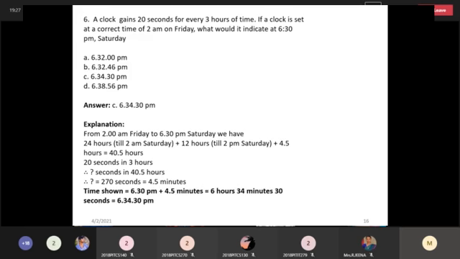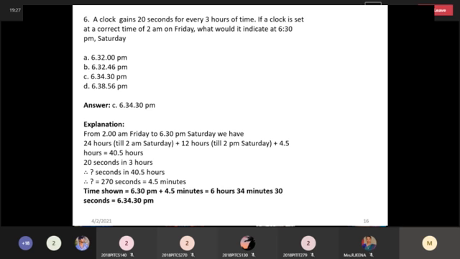A clock gains 20 seconds for every 3 hours of time. If the clock is set at the correct time of 2 a.m. on Friday, what would it indicate at 6:30 p.m. Saturday? Options: A, 6 o'clock 32 minutes 0 seconds p.m. Option B: 6 o'clock 32 minutes 46 seconds p.m. Option C: 6 o'clock 34 minutes 30 seconds p.m. And D: 6 o'clock 38 minutes 56 seconds p.m.